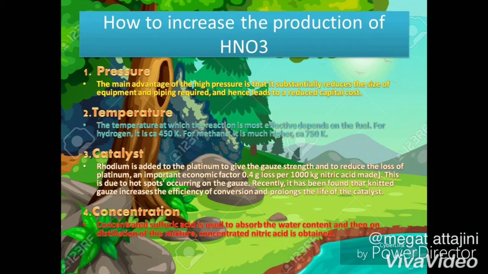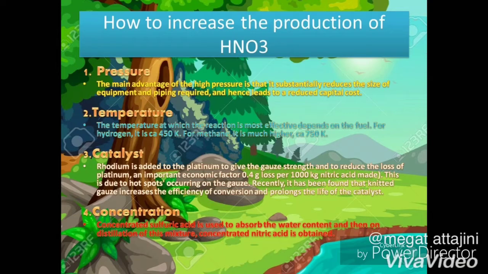How to increase the production of nitric acid, HNO3? The first factor is pressure. The main advantage of high pressure is that it substantially reduces the size of equipment and piping required and hence leads to a reduced capital cost. The second factor is temperature. The most effective temperature for this production depends on the fuel. For hydrogen it is 450 Kelvin. For methane it is much higher, which is 750 Kelvin.